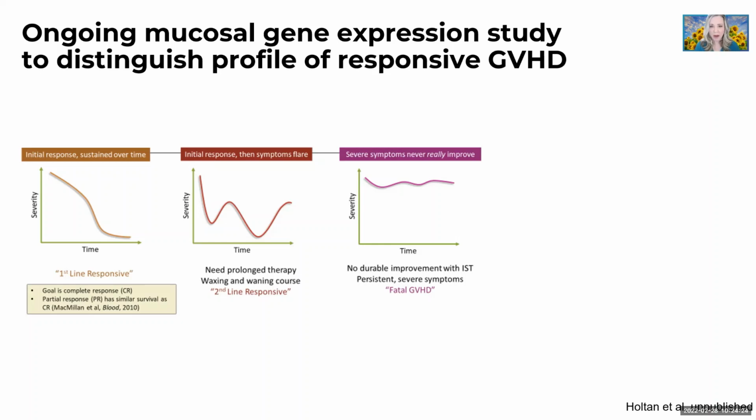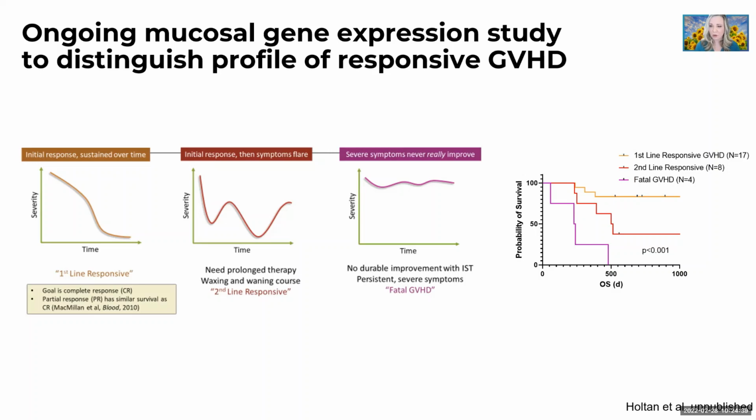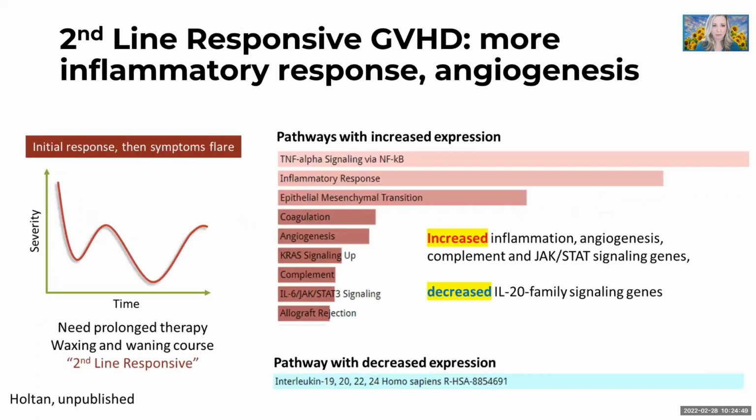And then we can compare to patients who clearly die of GI GVHD. These patients are steroid refractory and their symptoms have never improved since the beginning of immunosuppression. We call this group fatal GVHD. And so showing you some of this preliminary data here, we have 17 patients with first-line responsive, 8 patients with second-line responsive, and 4 with fatal GI GVHD.